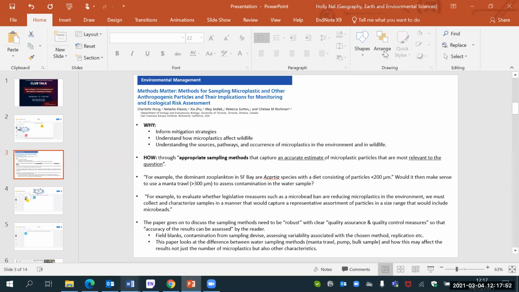And what they find is that 3 different methods show very different concentrations, very different suites of morphologies, and have different issues when it comes to contamination. So this is why they say methods matter, because you need to understand how the chosen method that you have is going to affect the interpretation of your data.